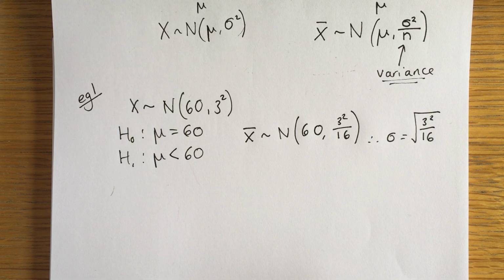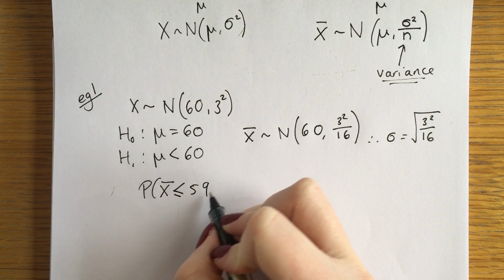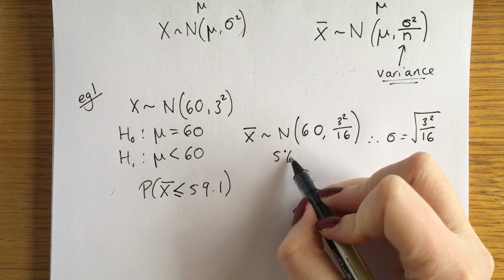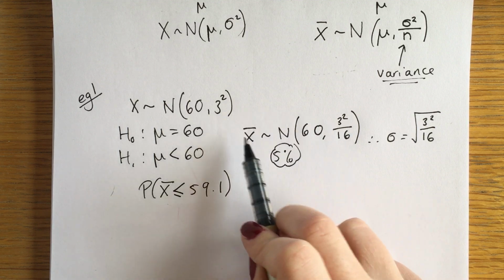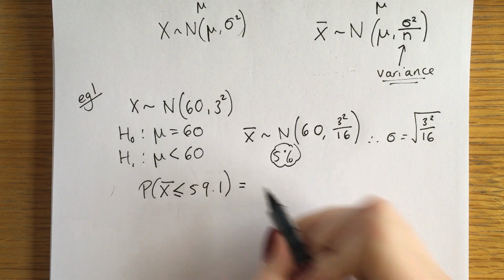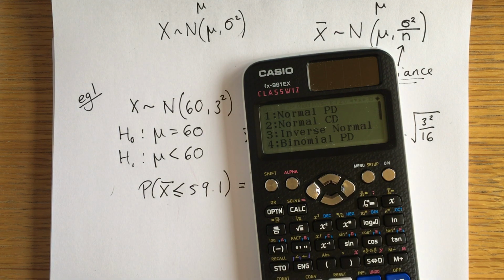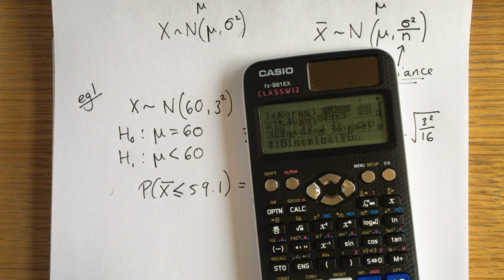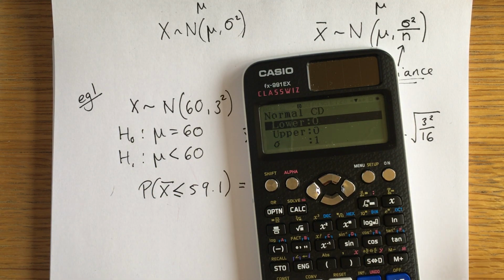So what we are testing is the likelihood of getting a mean that is less than or equal to 59.1, and we want to compare this to the 5% significance level. So if all the means are normally distributed in this way, I'm going to look at what the likelihood is of getting a mean of 59.1 or less. So I'm going to go to the distribution in my calculator. I'm going to go to inverse normal. Sorry, no, I'm not. I'm going to go to normal CD. It's because I've just been doing an example using the inverse normal. So I'm going to go to normal CD.